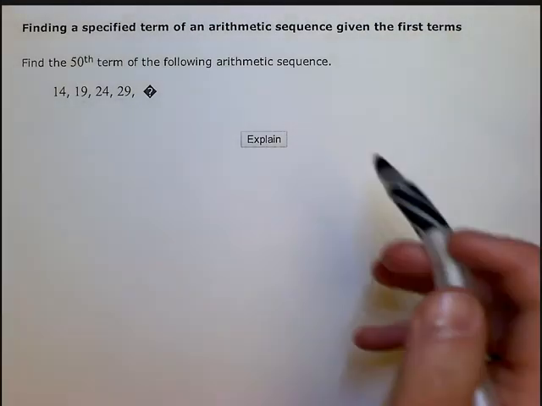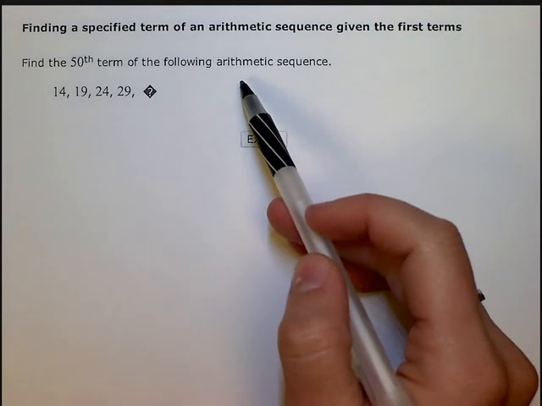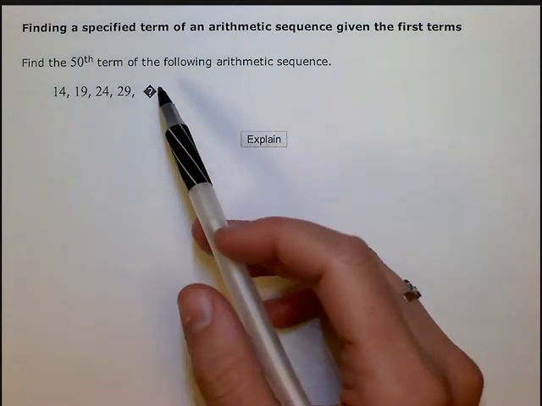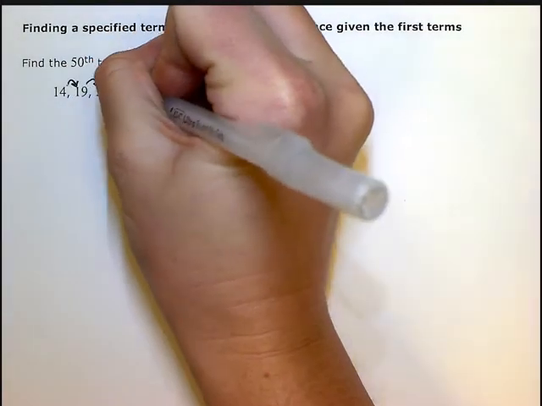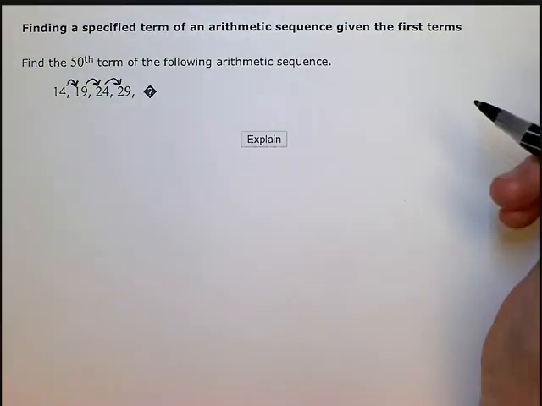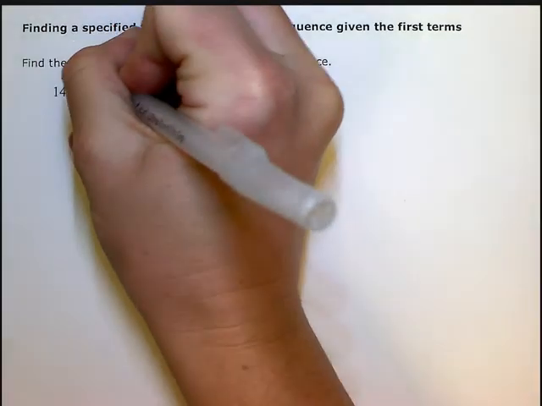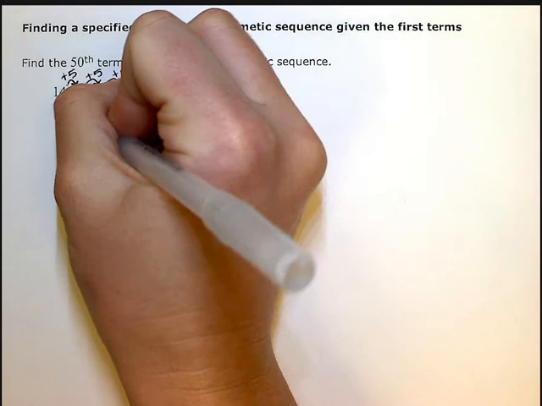First of all, they tell us it's arithmetic, which means we know we're adding or subtracting to get from one term to the next. So to get from 14 to 19, and 19 to 24, and 24 to 29, I see a pattern of adding 5. So it's an arithmetic sequence with a common difference of 5.